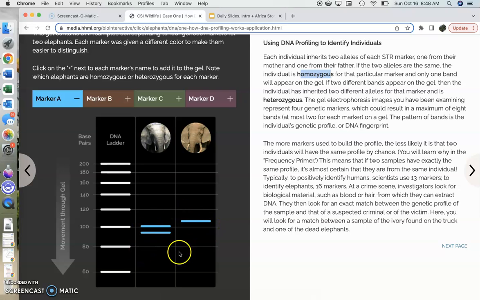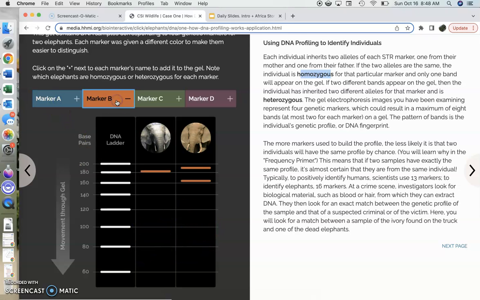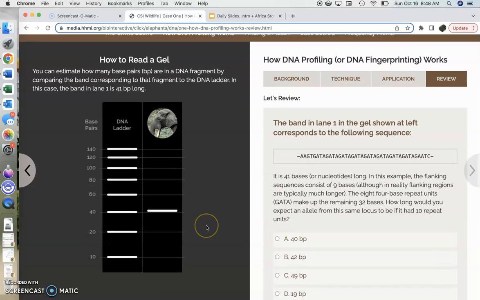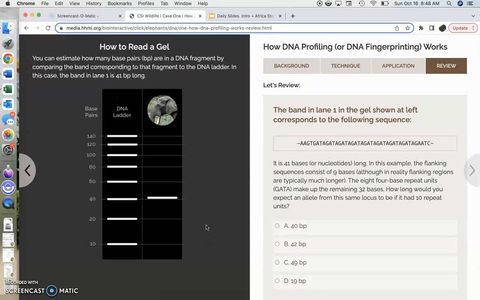And I could compare these. I could look at a second marker, a different gene, and now this individual is heterozygous and this individual is homozygous. And the more markers I look at, the more DNA I have to compare to a mystery sample, like the DNA from a tusk. So let's keep going through. Let's look at our review section here. And remember that we can figure out how long a DNA band is, how long that segment is, by looking at the ladder. So let's review here.